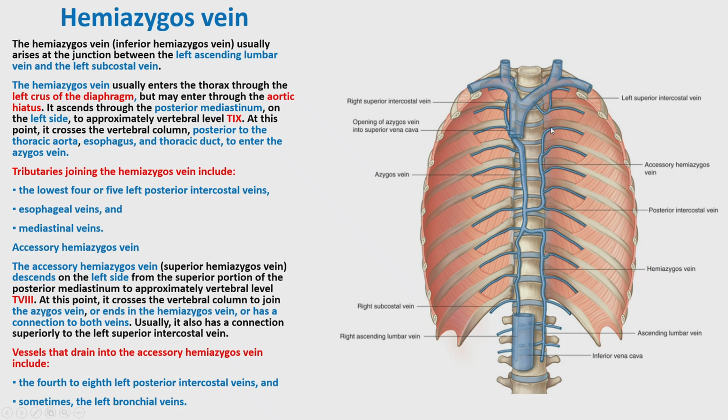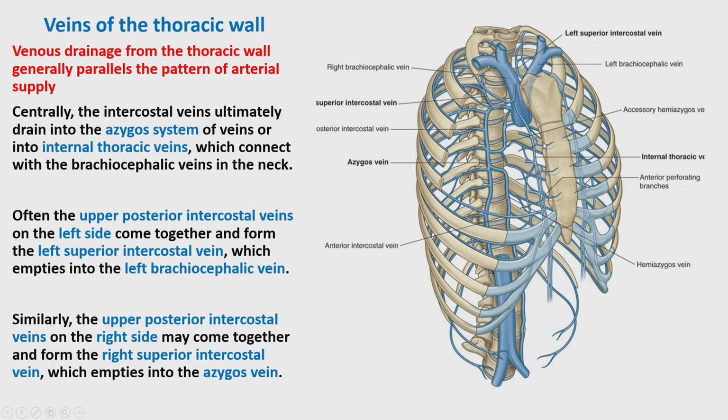And the tributary is carrying the posterior intercostal from the superior part of the thoracic wall. So the 4 till 8 left posterior intercostal vein and sometimes the left bronchial veins, they are the main tributary of the hemiazygos vein. Be careful, here we have the left superior intercostal vein, which is draining to the left brachiocephalic vein. It doesn't drain usually to the accessory hemiazygos vein.